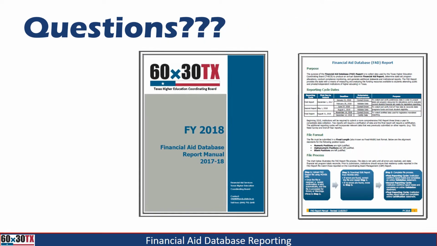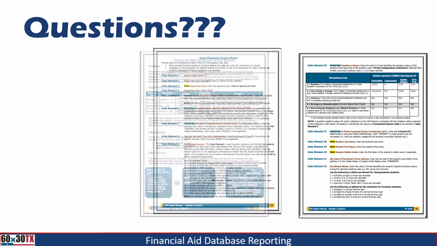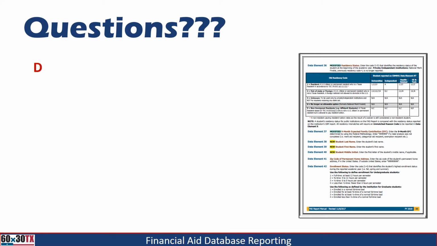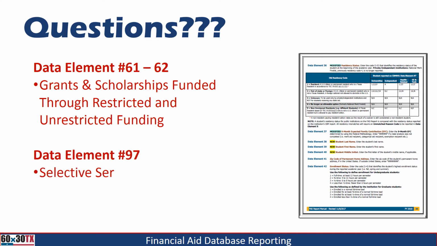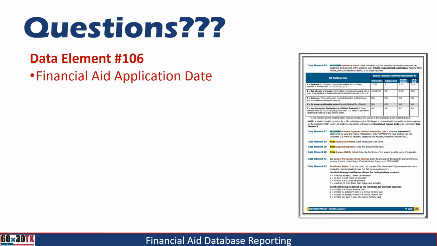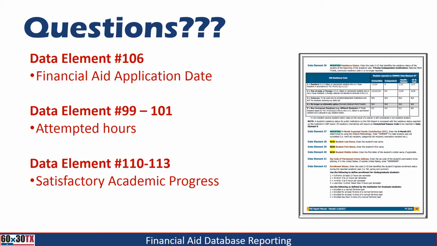In this module, we'll be discussing a few of the data elements in the FY 18 FAD manual that have prompted questions. These data elements include data elements 61 through 62, grants and scholarships awarded through restricted and unrestricted funding; data element 97, selective service; data element 106, financial aid application date; data elements 99 through 101 that collect attempted hours; and data elements 110 through 113, satisfactory academic progress.